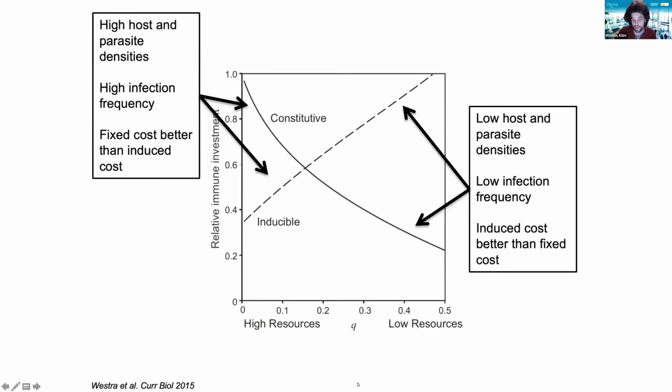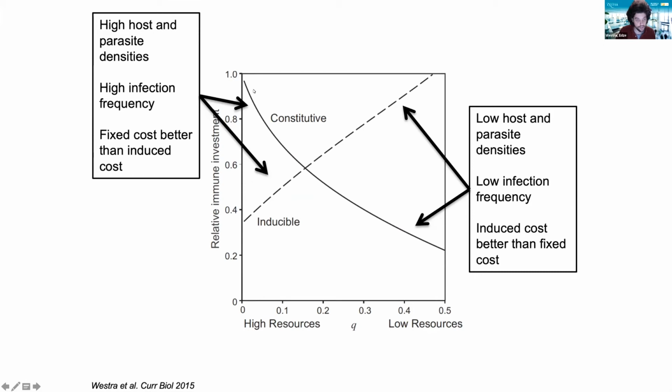Because if there are very few resources, then the host densities will be low. And therefore, phage has difficulties to amplify, and therefore, overall, the levels of phage in the environment will be quite low. And this means that the frequencies of infection will also be quite low. And therefore, an inducible fitness cost, where you only pay the cost whenever an infection takes place, is favored.